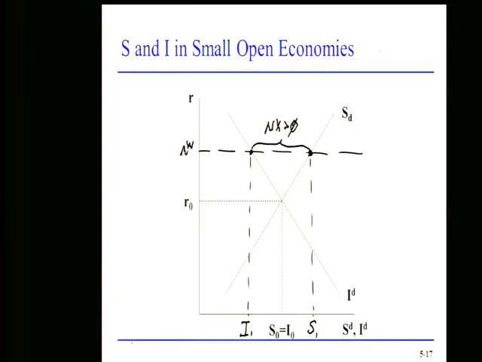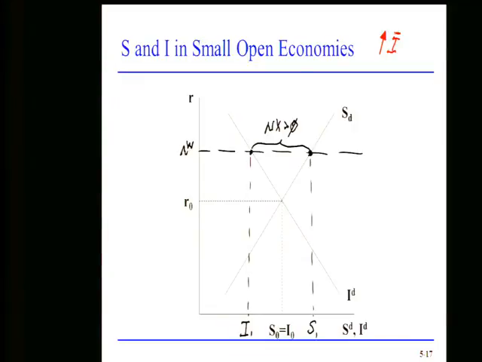So this is our starting position, and now we have an increase in autonomous investment. Again, the way we want to think about this is our exogenous shock, right? Autonomous means exogenous. So it's pretty easy to see that autonomous investment affects the investment function, not the saving function. So it's pretty easy to identify which function is going to shift.